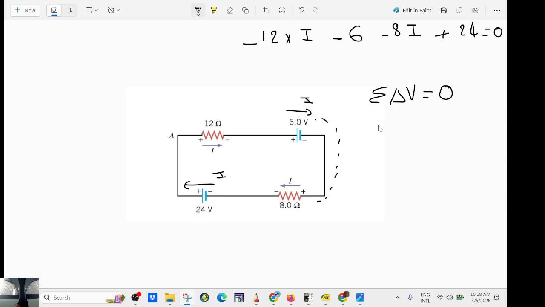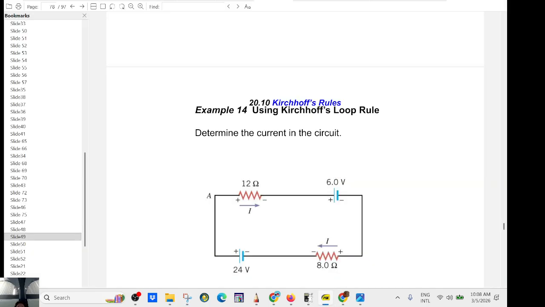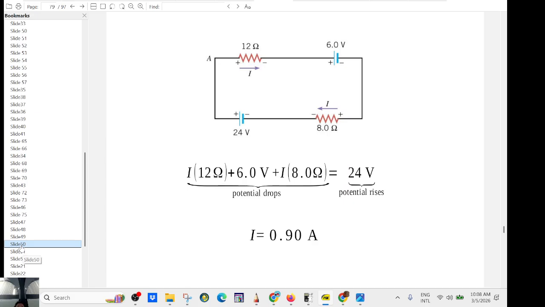Okay, this is only true if there is no electromagnetism involved. So then what can you say? You can say 12 and 8, that's minus 20I, minus 6 plus 24 equals 0, and you can solve for the current. Agree? Yeah? So this is called Kirchhoff's law for voltage. And you find current equals 0.9 amps.